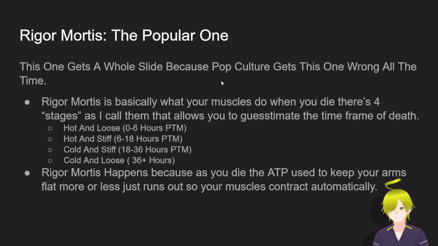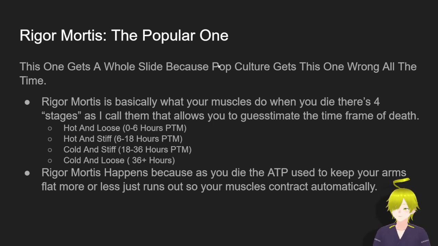I call this one the Big Bang threshold because this is the most commonly known one that also makes you still sound smart if you say it. This one gets a whole ass slide because it's also kind of complicated, as opposed to algor mortis and livor mortis, which kind of just happen. Rigor mortis has stages, as I call them. The stages are very innuendo filled, but don't worry about it.